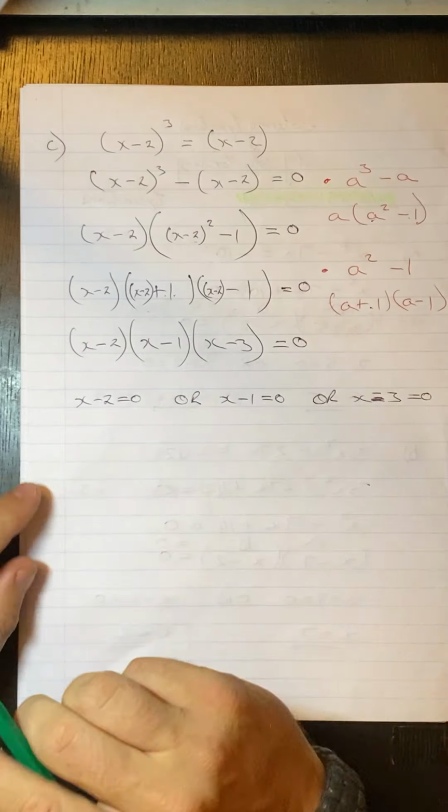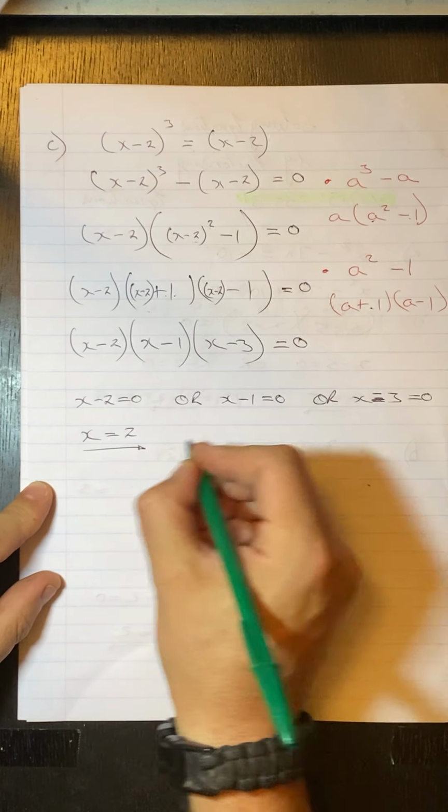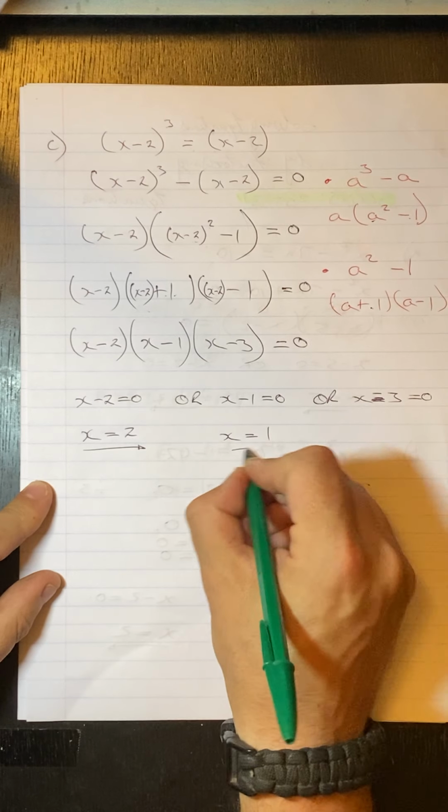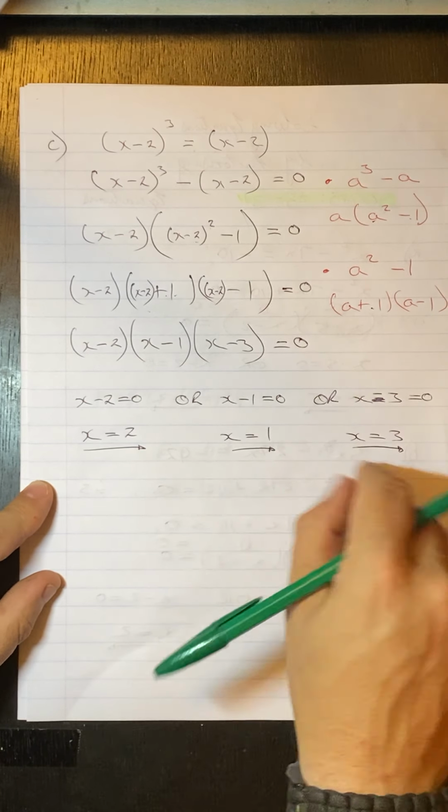Now I can solve all of these individually. So here we get x is equal to 2, x is equal to 1, and x is equal to 3. And there's our 3 solutions.